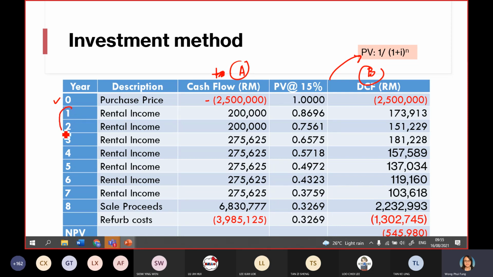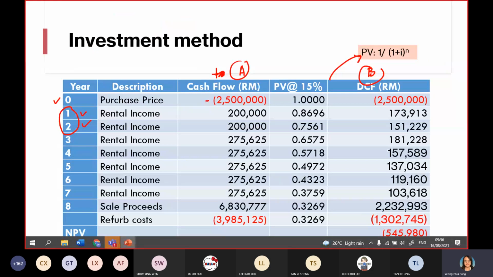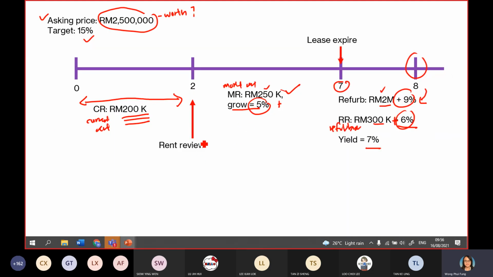Then year 1 until year 2, go back to the timeline. Here, you are going to collect 200,000 current rental as your income. That's why, go back to the table, you will collect 200,000 as your income. Okay, then just now I mentioned, after year 2, they are going to start to conduct the rent review. Correct or not?